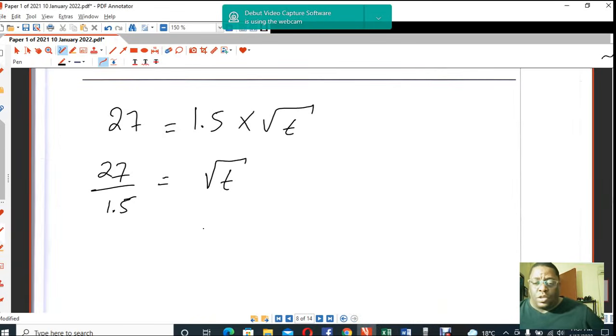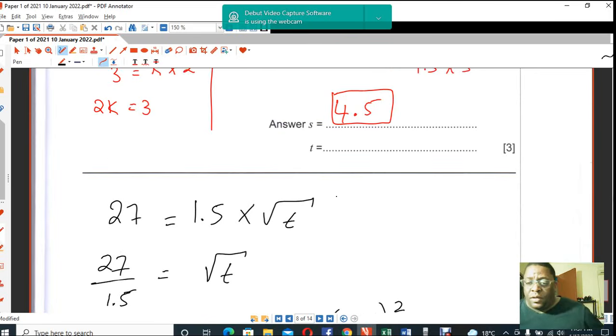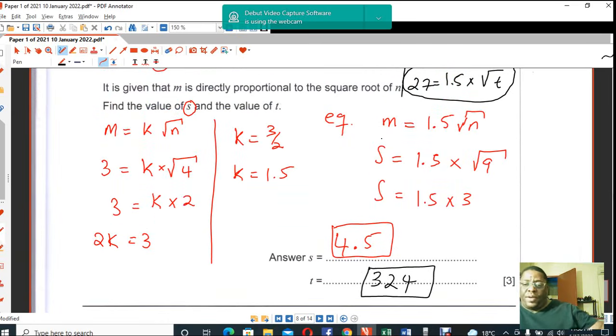So this ultimately then gives you the square root of t is equal to 18. In order to get rid of that square root, you will have to say t, which is square root of t. You will be squaring both sides. Are you with me? Therefore, t will equal 18 times 18. And 18 times 18 is nothing but 324. That is the value of t. Okay, you can always go back and check what I did if it's a little bit confusing, but it's variation.